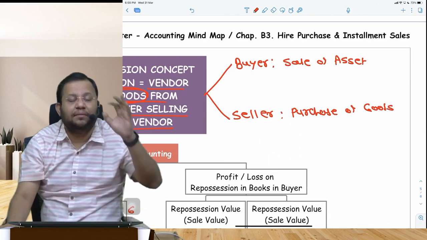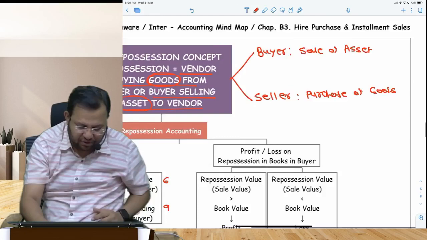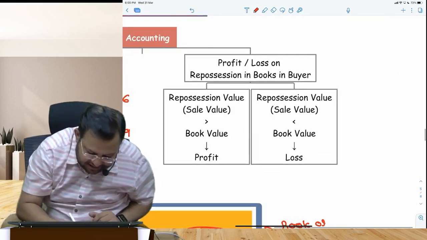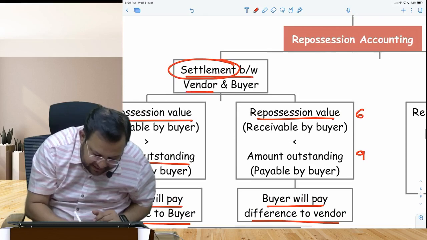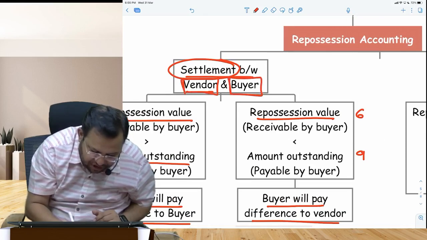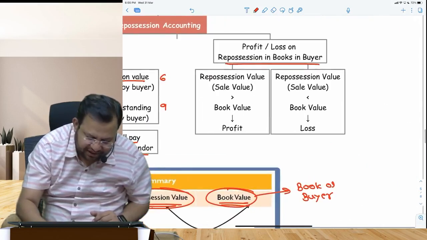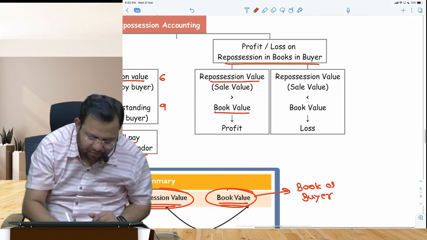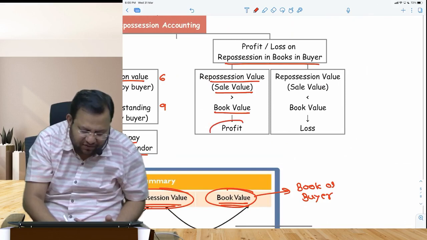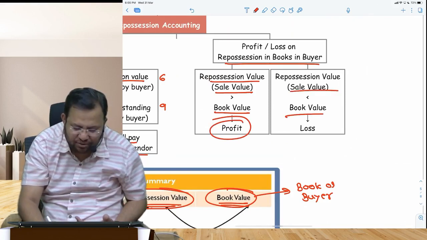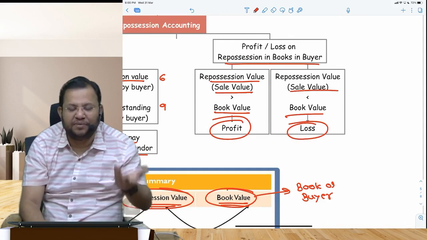If this fits in your mind once, then the accounting is very easy. Profit or loss is in the books of the buyer. This one is in the books of both. Settlement is in the books of the vendor as well as the books of the buyer. So profit or loss is the difference between repossession value and book value. If the repossession value, which is nothing but the sale value, is higher than the book value, you have profit. If it is lower than the book value, you have loss. If it is a loss, debit the P&L.